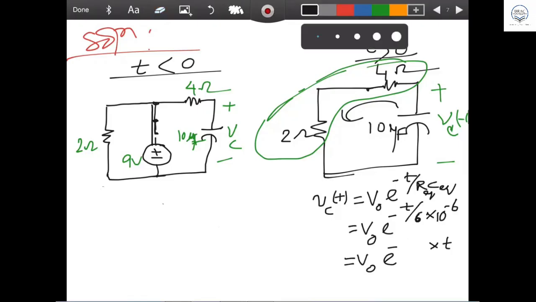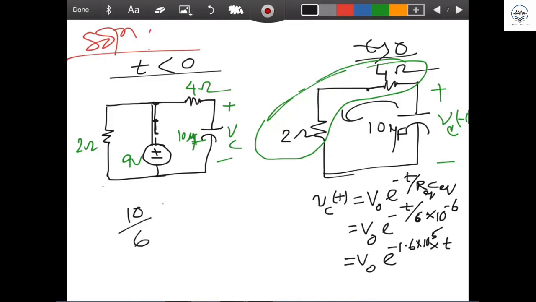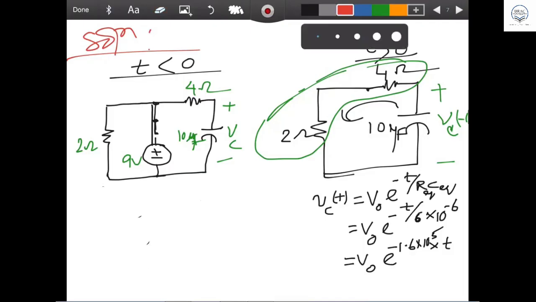Okay, is it correct? 1.6 into 10 to the power 5. That means 10 by 6 into 10 to the power 5. Yes, it's correct. So this is the time constant, which is very important. You have to calculate the time constant correctly. This is the time constant through which it will be decaying. So e to the power minus t, V naught. All you need is to find the V naught value.